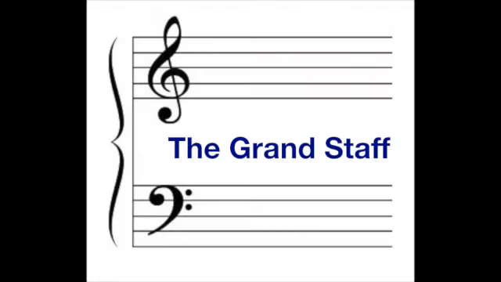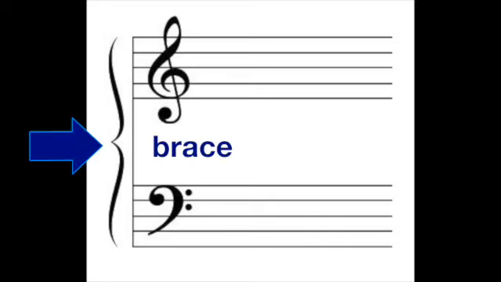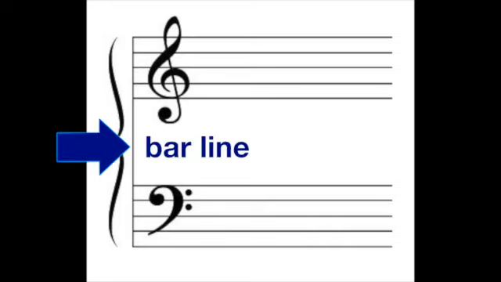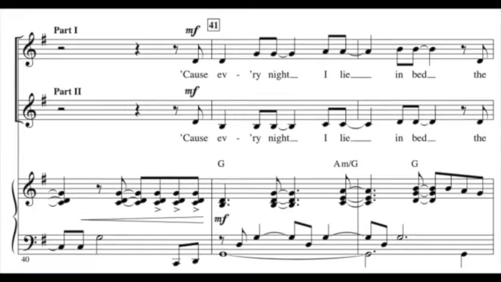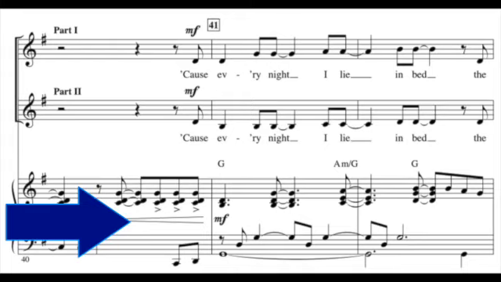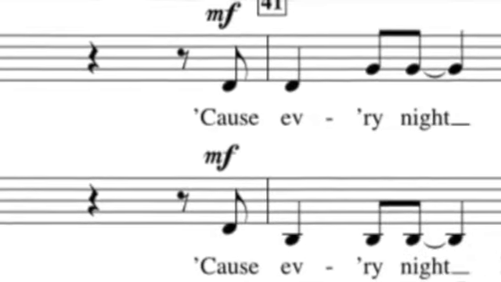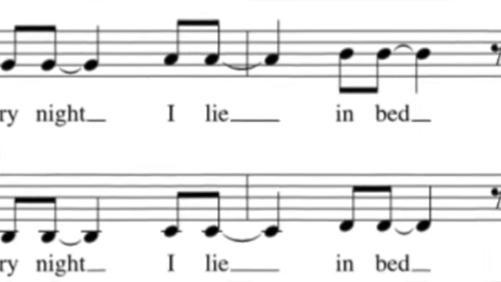The grand staff represents the treble staff and bass staff joined together. It is connected by a brace, which is a curved line, and a bar line that combines the treble and bass staff. Sometimes the piano accompaniment is also connected to the treble and bass staff. To read music, you must follow the notes and rests from left to right. However, it's not so cut and dry.